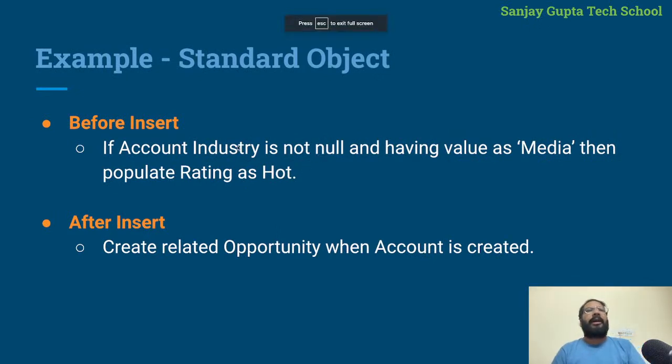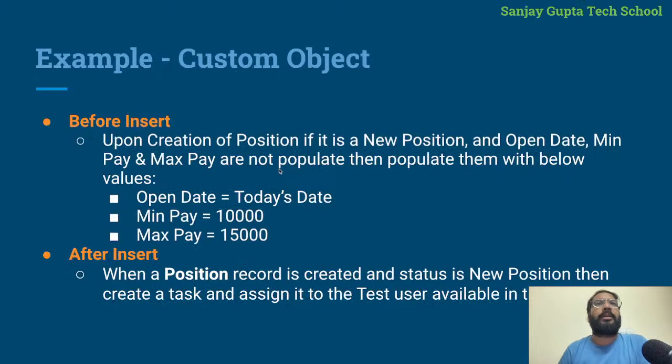Okay, so this way I demoed how we can implement before insert and after insert on a standard object. Now I'm moving forward and I'm going to implement a custom object. On the custom object, I will be creating a trigger so that you understand. And before insert and after insert, I will be performing. And the trigger I will be creating on position. So here you can see the first requirement says upon creation of position. So in our recruitment app, we created the position object.